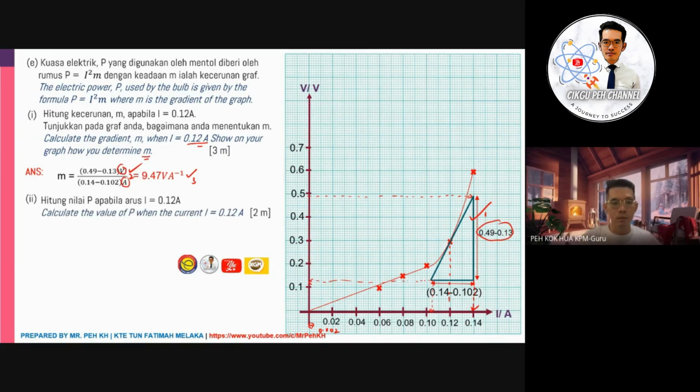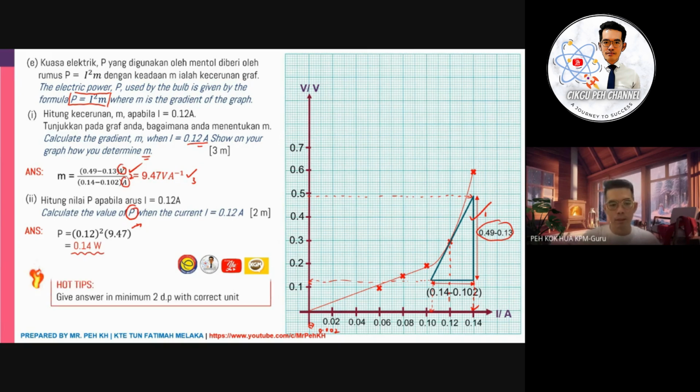Then the next one is also a prediction. It asks you to calculate or predict the P value when the current flow is 0.12. So the formula is given by the question here already. So P equal to I squared M. So the M is R. So you will get the power will be 0.14 watts. So again, here you must give minimum 2 decimal places for your answer with the correct unit.